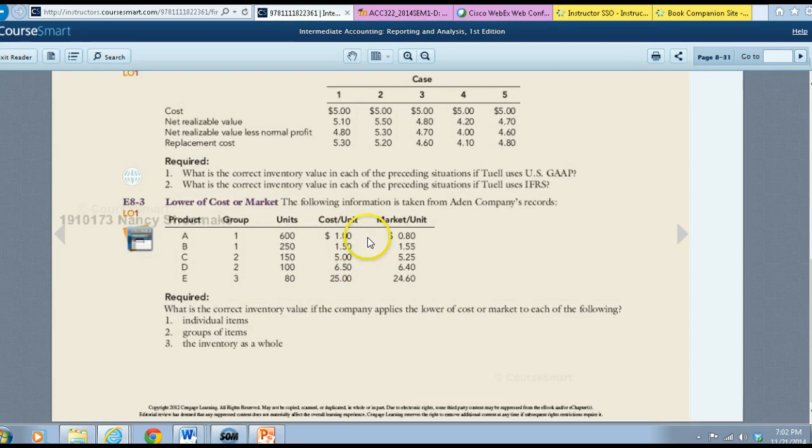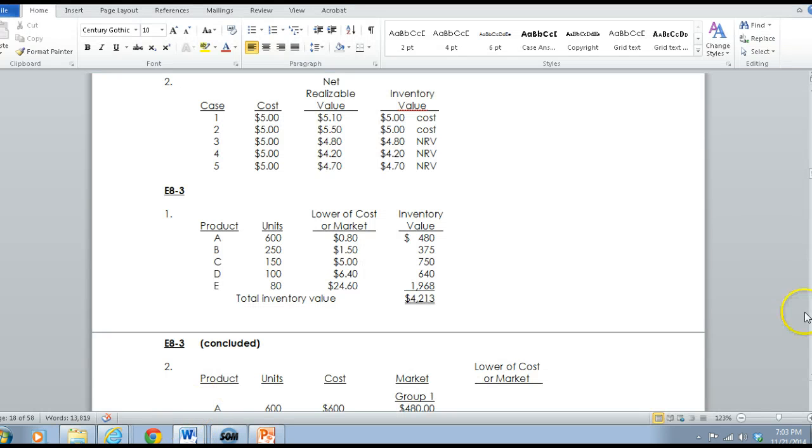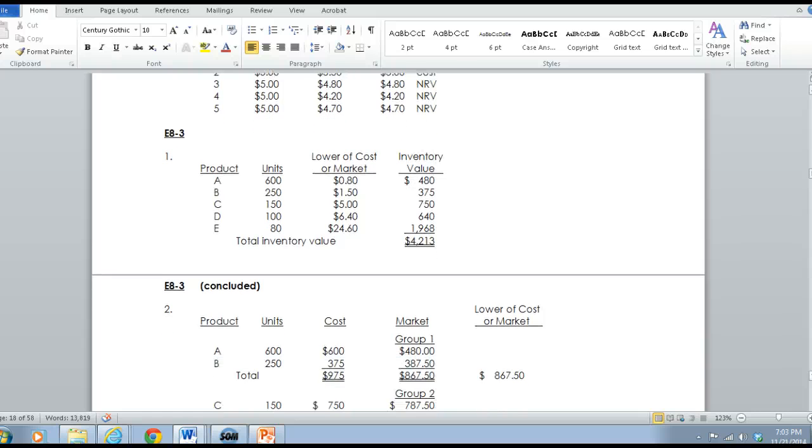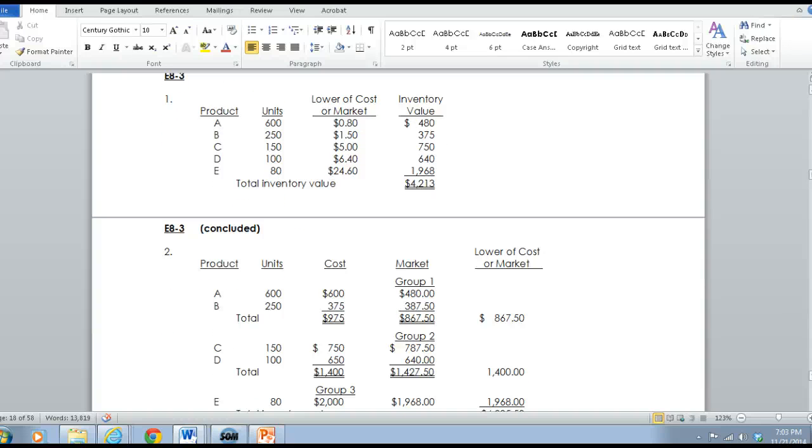As you see here, our market price is at 80 cents, where our cost here is at $1. In the second one, our cost is at $1.50, our market is at $1.55. So our cost is lower. In C, our cost is lower than the market. But in D, our cost is higher than the market, and same with E. So this one will help us see how these amounts are going to fare using them individually, and then also using them as groups and as a whole.